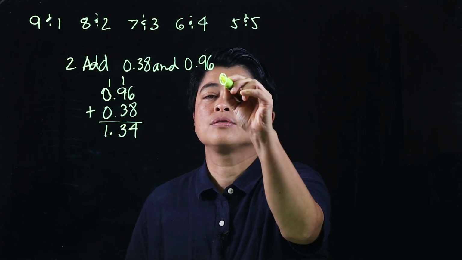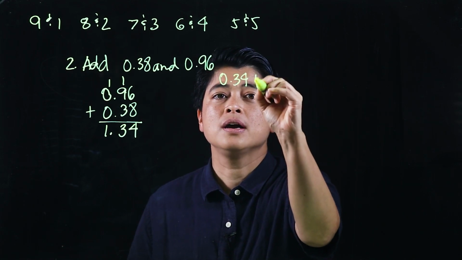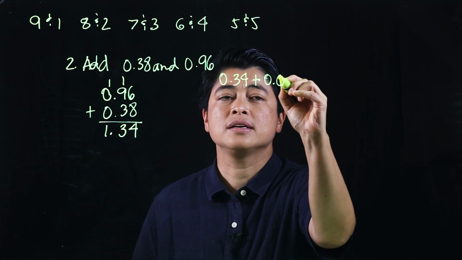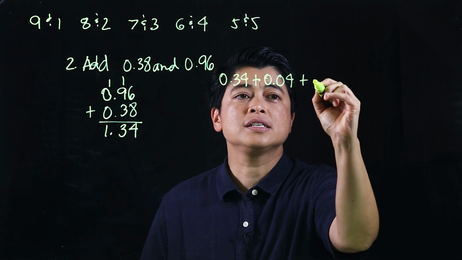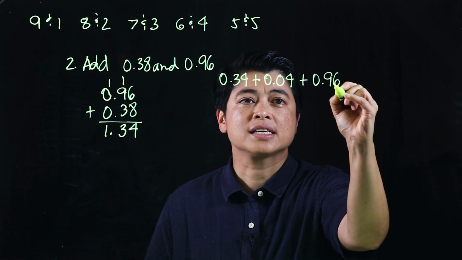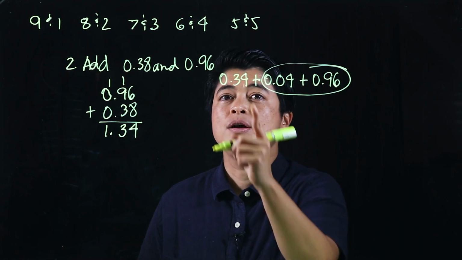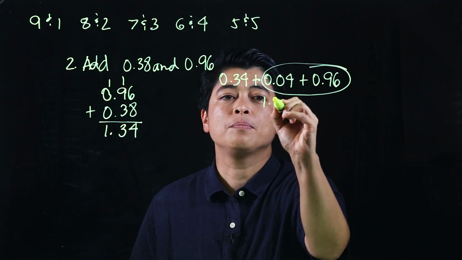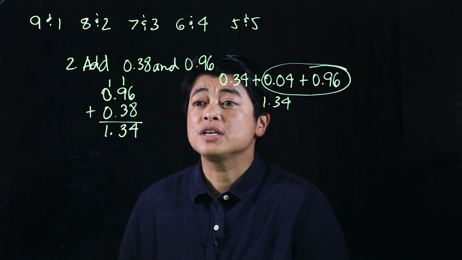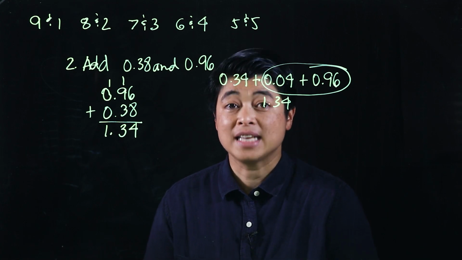But since I noticed that this is close to a whole, what I could also do is make 0.34 plus 0.04 plus 0.96. Why do I want to do that? Because that's 1, which means that will be 1.34. Which means answers are the same.